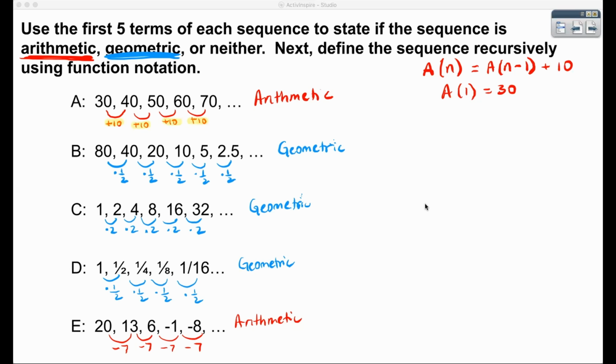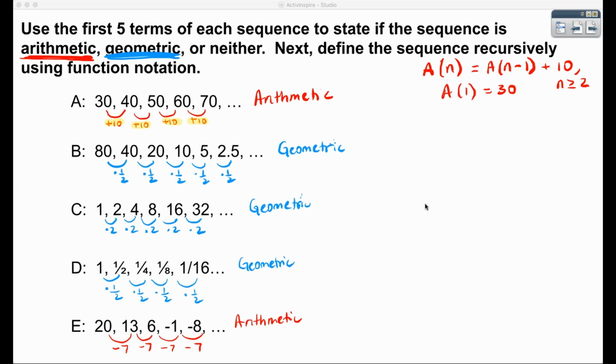So we can say that our equation is in fact going to be A of n equals A of n minus 1 plus 10, where n is greater than or equal to 2. So that's how you would write this recursive definition for our first sequence. Okay, now I'm going to go ahead and answer the other ones using the same idea.